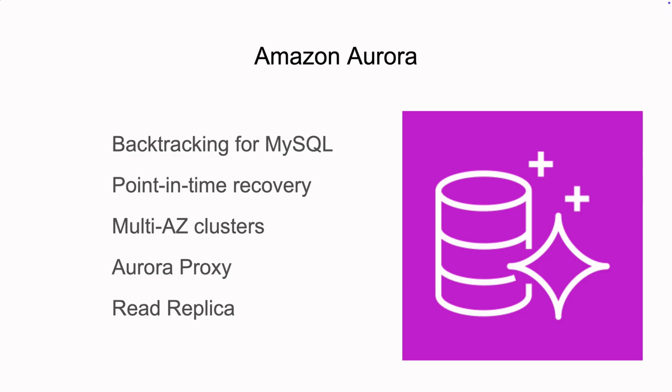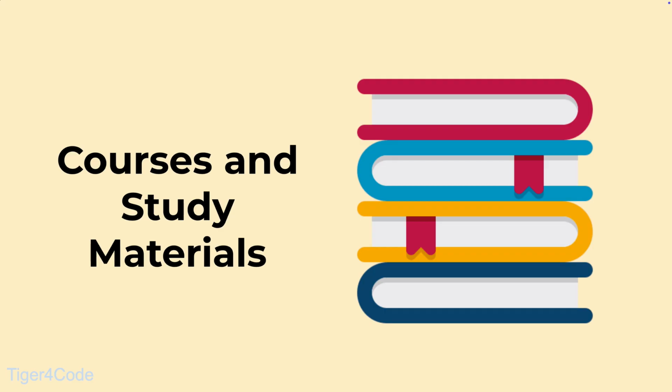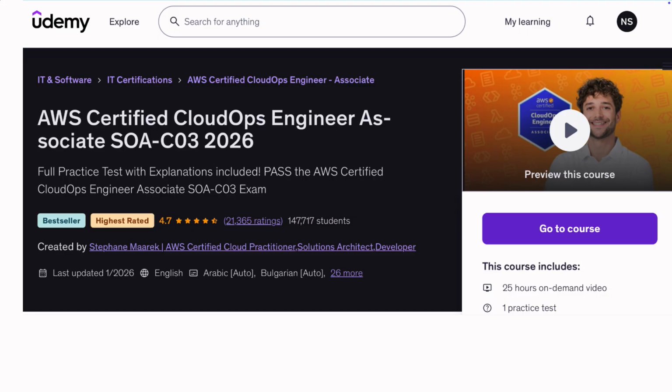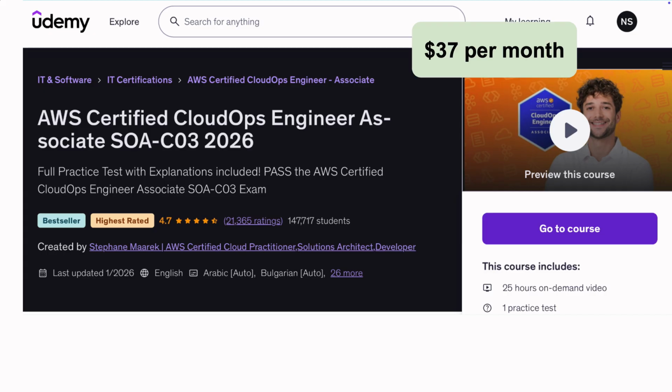Now let us come to the courses and study materials. First, I studied from the Udemy course by Stephane Maarek. It is really good study material. It is around $37 per month, which is the subscription to Udemy that covers many courses, including this one. And mainly, you don't need more than 1 month.